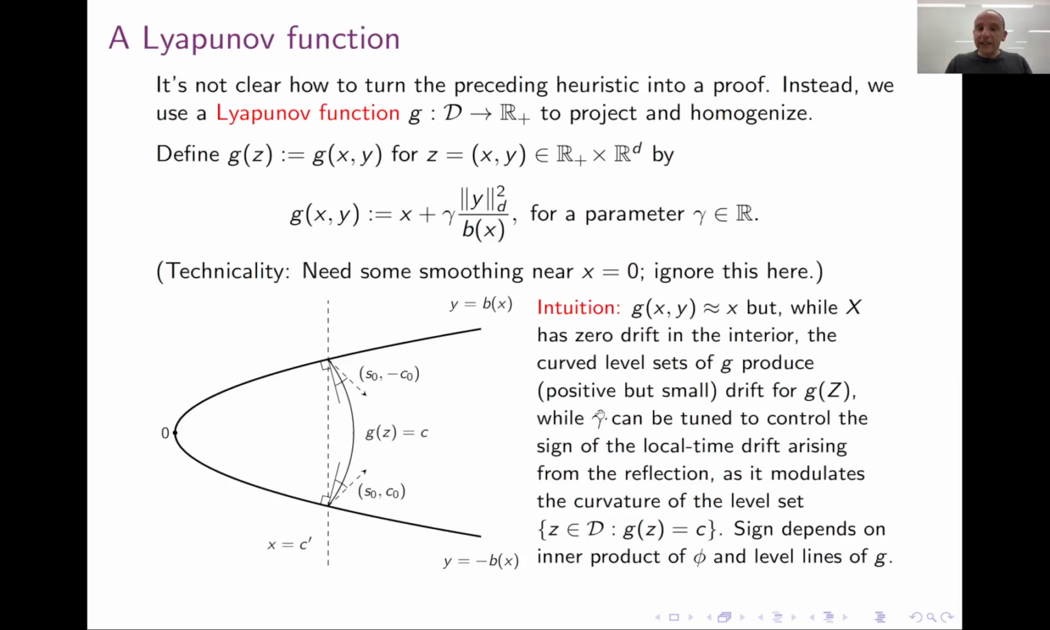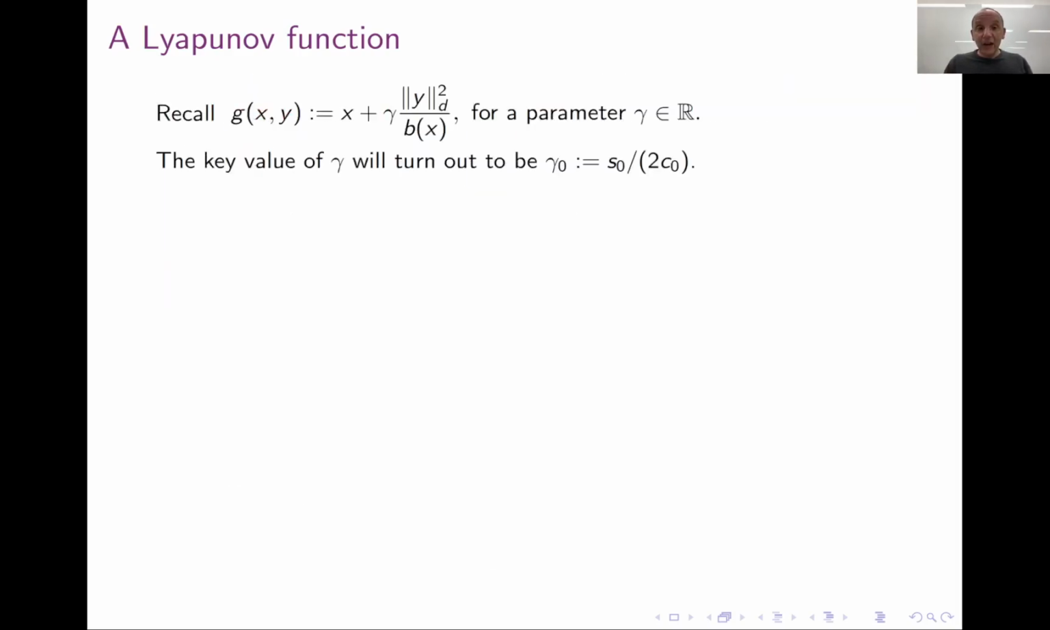Okay, and this gamma plays a dual role also, because this curvature not only gives me a drift in the interior, but also modulates at which angle the level sets of g intersect my boundary. So this will control the scalar product between the gradient and the vector field. But the vector field is assumed, you remember this S0, C0, this is the asymptotic reflection in some sense. This phi of z converges in some sense to this vector, if you look at the previous slide. Okay, so now what happens? It turns out that the key value of gamma is this gamma 0, which is given by this asymptotic reflection, S0, C0.